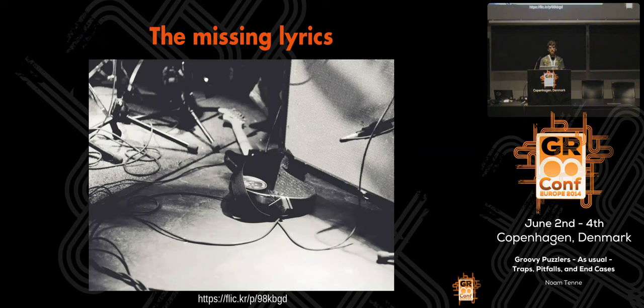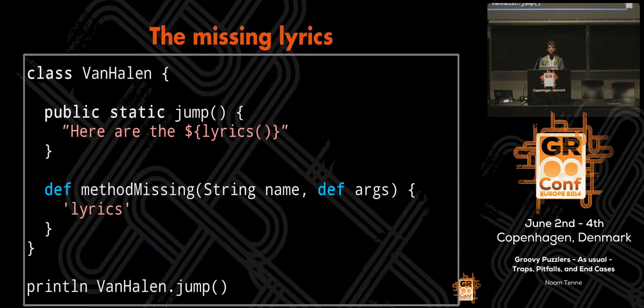So, the missing lyrics. We know Groovy rocks the JVM, but let's not forget how Van Halen rocked in the 80s. You remember Van Halen? They were ridiculous, weren't they? In this case, I'd like Van Halen to sing Jump, okay? And we've got this really nice feature of Groovy, catching missing method invocations, just like catching the missing property invocations. So I call println with Van Halen.jump. I start a GString, okay, with the lyrics.